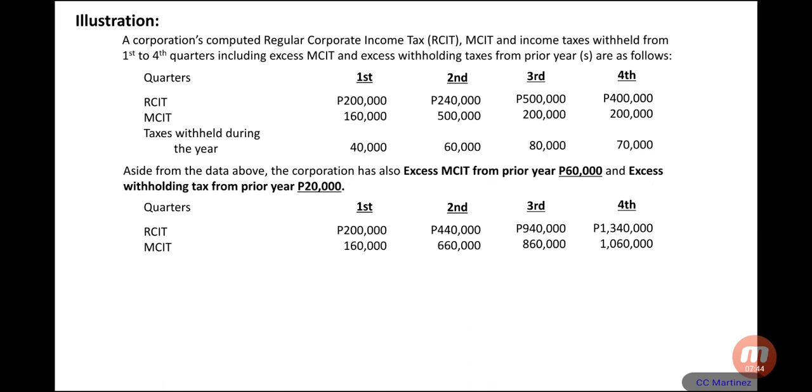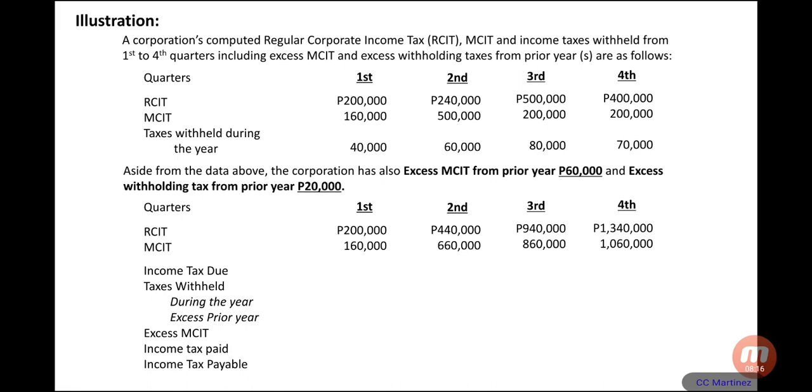So, paano computein? Kunin muna natin yung income tax due. Kung magkano, kung ang babayaran ba natin is RCEIT or MCEIT, whichever is higher. So, since meron tayong taxes withheld during the year, meron din tayong taxes withheld prior year, meron din tayong excess MCIT, ililess natin yung lahat na yan. Kung meron tayong income taxes paid previous quarter, ililess din natin para maka-arrive tayo sa income tax payable. Okay? So, isa-isahin natin. For the first quarter, magkano ang income tax due?